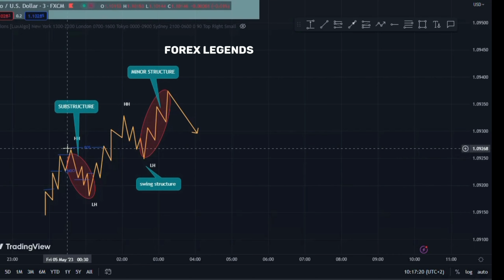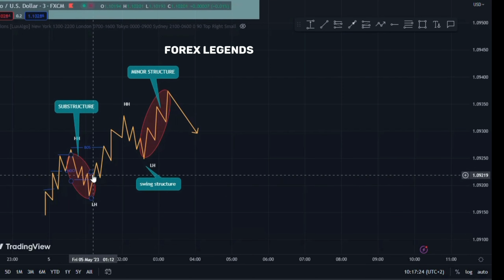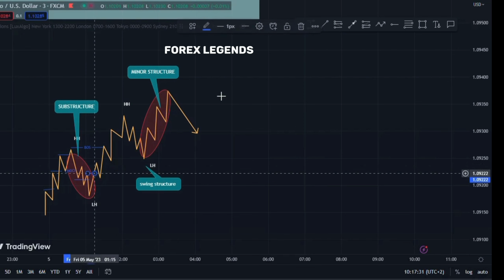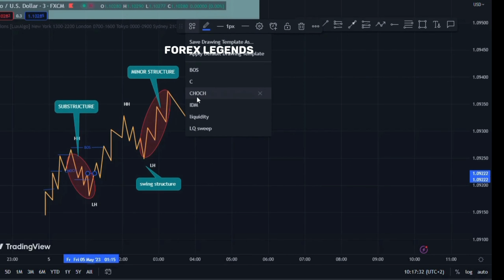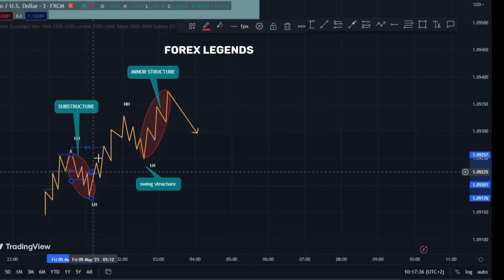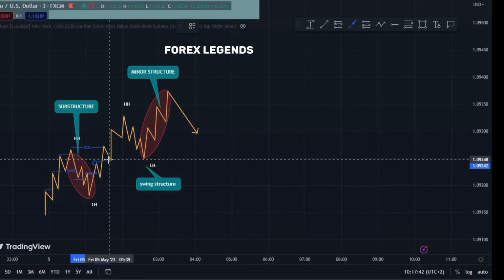And this, remember, we just took out substructures. Now when we see we are continuing with the overall move, we are now doing what? We're breaking minor structures, right? That's something you need to understand. I'll label this as a change of character again. And then the next thing again, it's no more a change of character, it's a break of structure. The next move, this one, we call it the BOS, the break of structure.